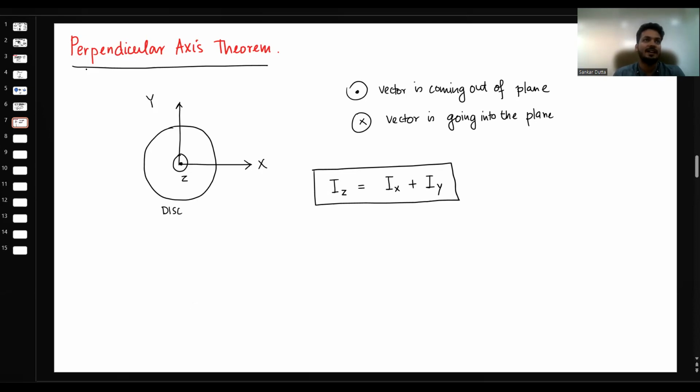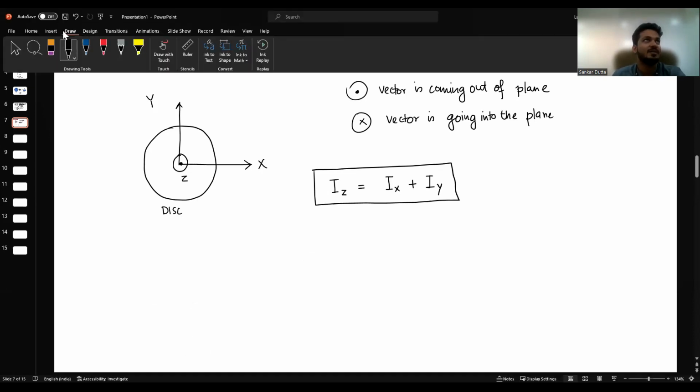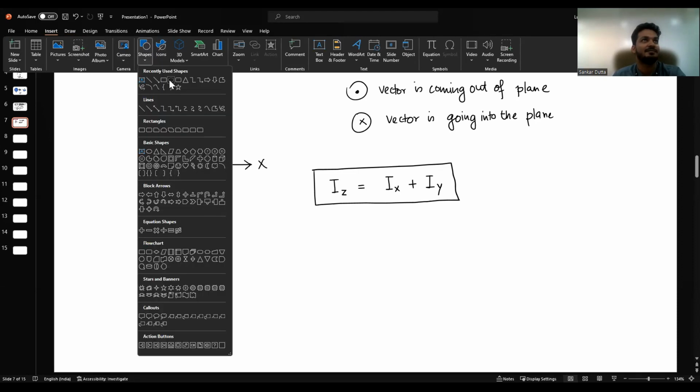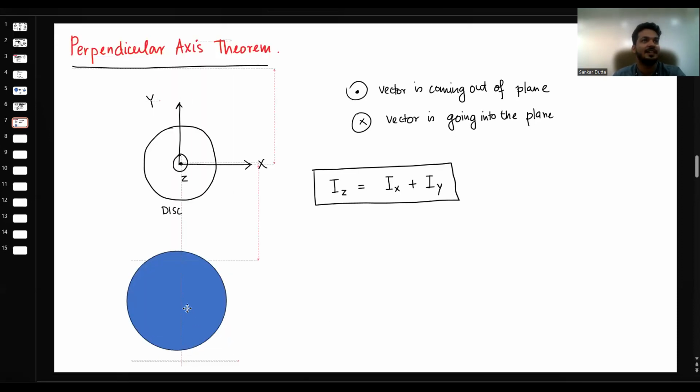Wait, I have good shapes. I'm so horrified by the circles I'm making. I don't like these. Yes. Okay. See.